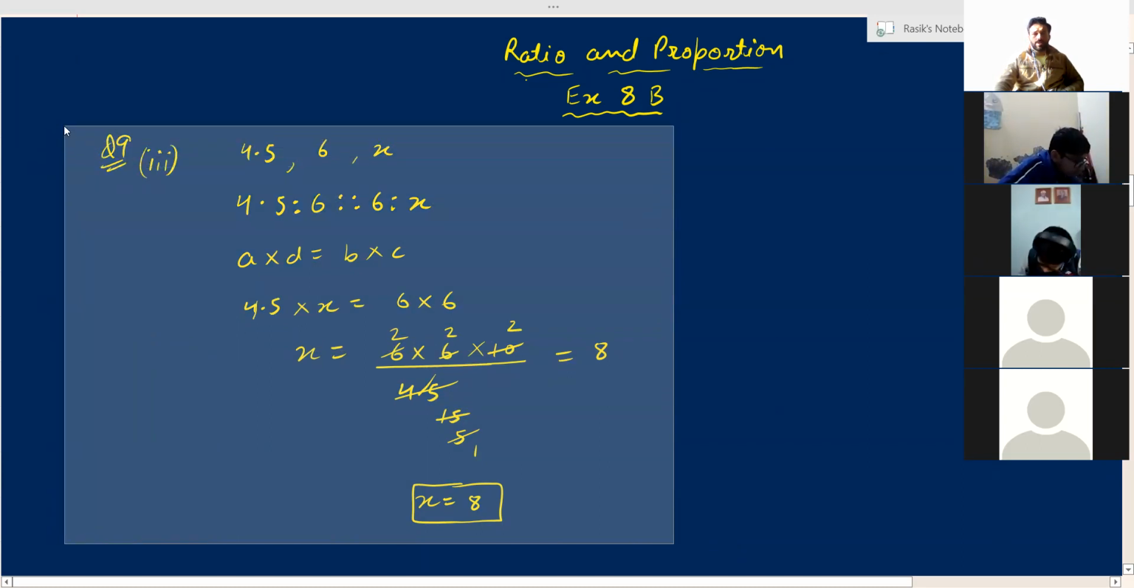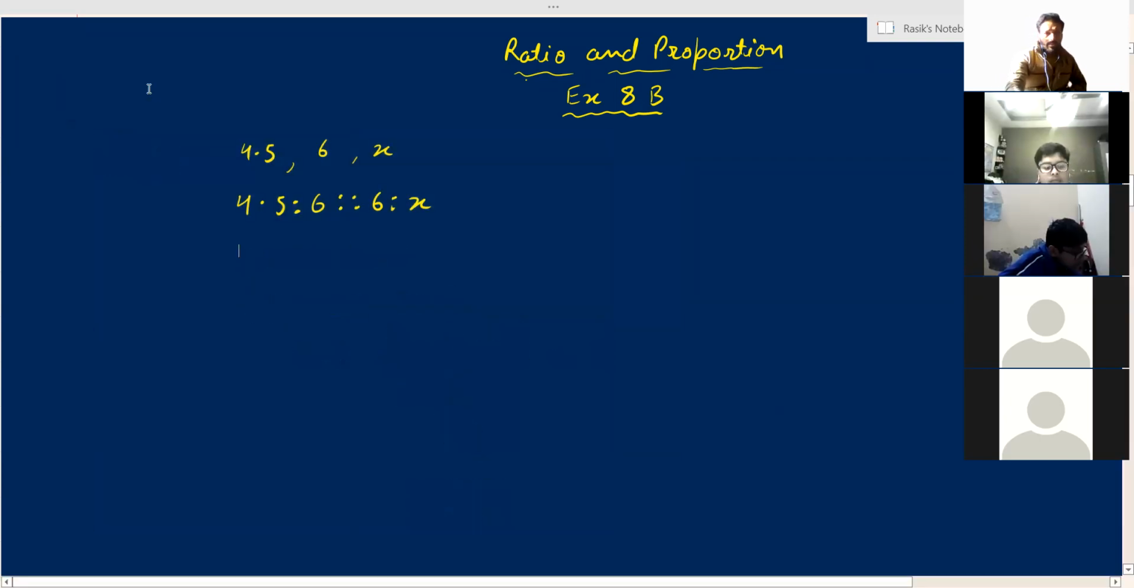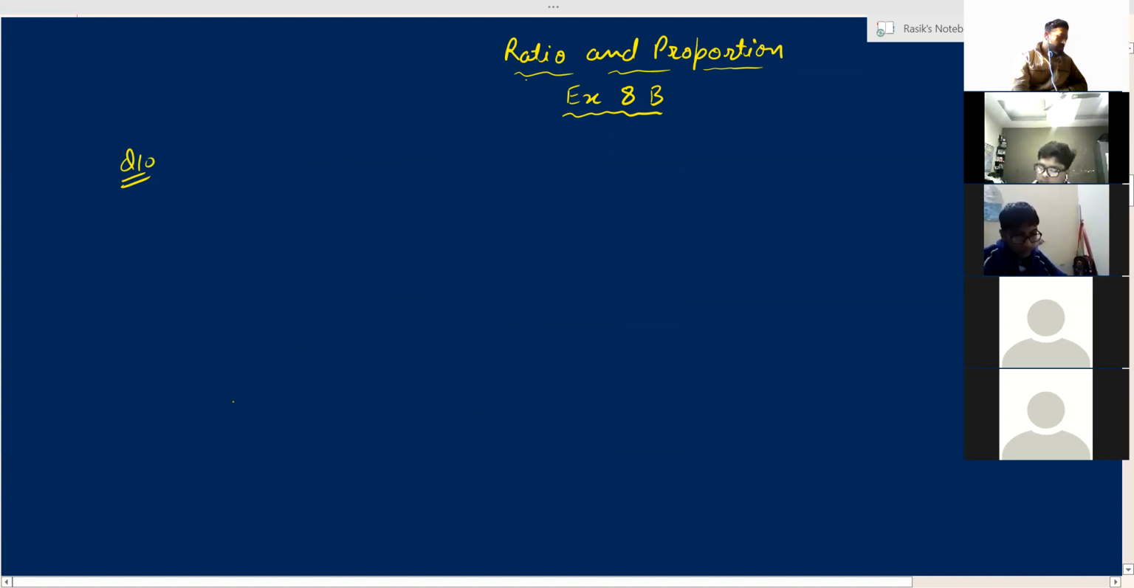Have you all understood question 9? It is the same as questions 7 and 8. Understood? Yes, sir. Sir, question 10 is also the same. Question 10 is a little different. Question 10: If the third proportion to 7 and x is 28, find the value of x.